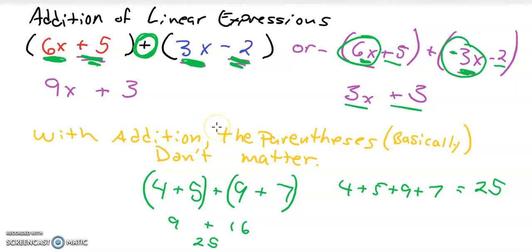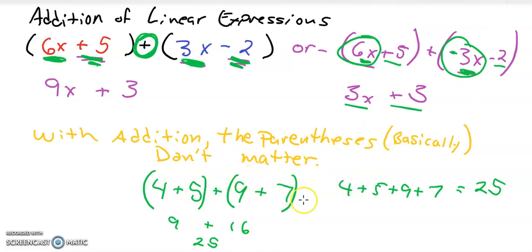We can ignore them, right? Just like this example down here in green. If we have this quantity 4 plus 5 plus the quantity 9 plus 7, okay, well, 4 plus 5 is 9, 9 plus 7 is 16. We simplified, we got rid of the parentheses that way, and we add these together, we get 25.